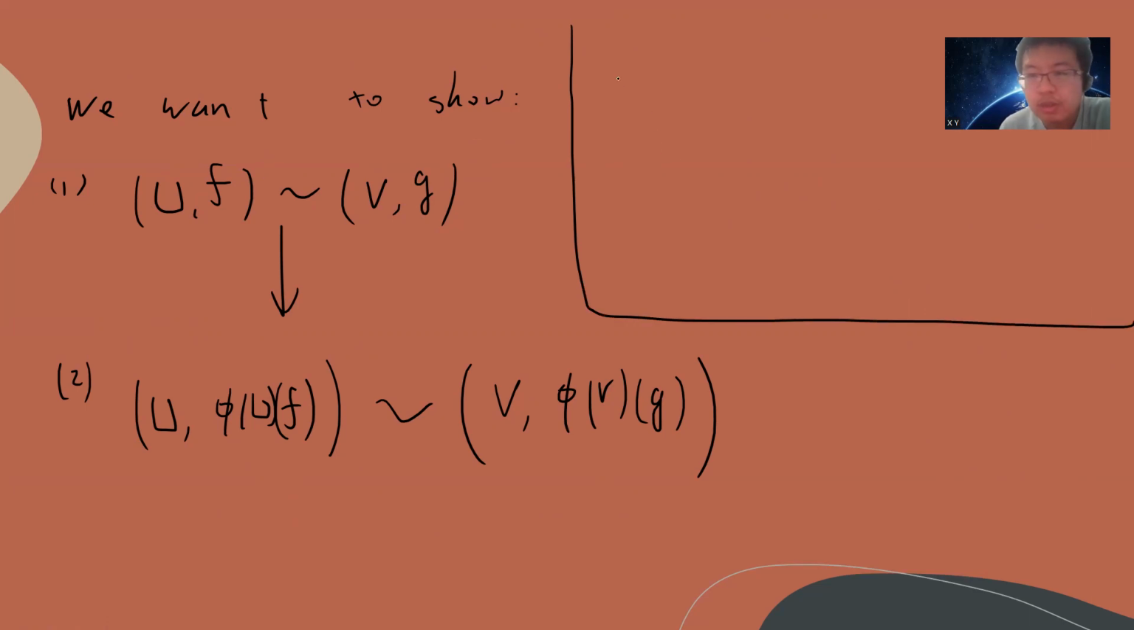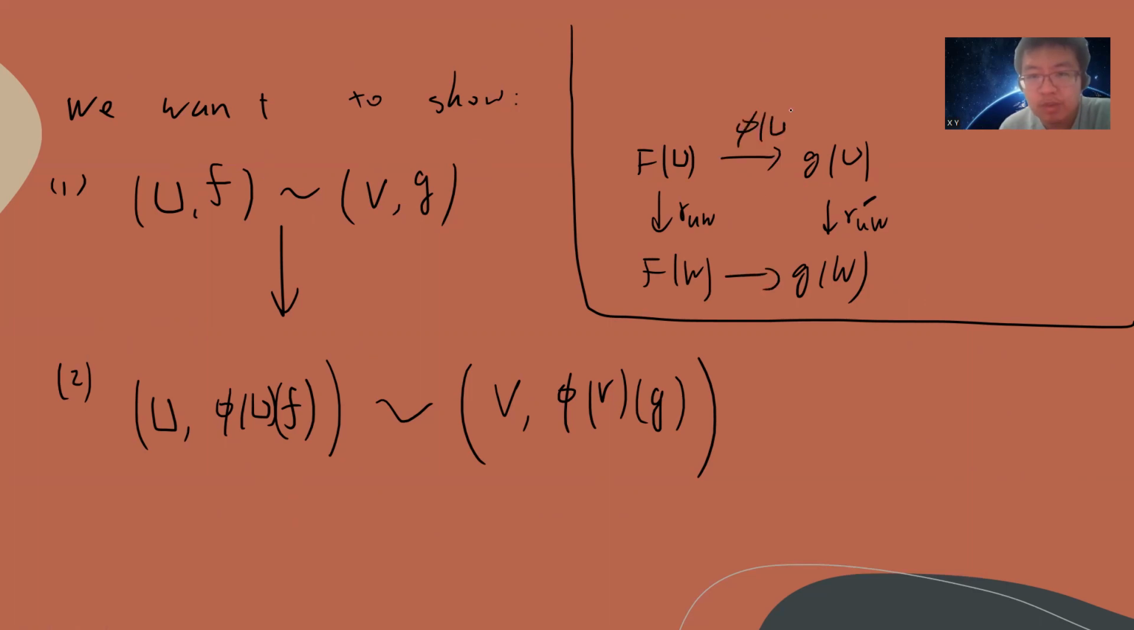So we have U, and since things are equivalent, we have W, and then we have G(U) and G(W). We have r_UW, and r_UW prime on the G side, and we have the functorial property. So this is phi_U and phi_W. And then we have a similar diagram for V.